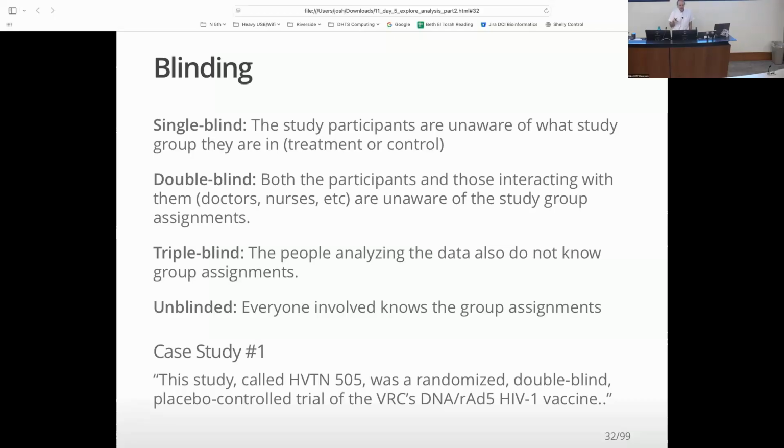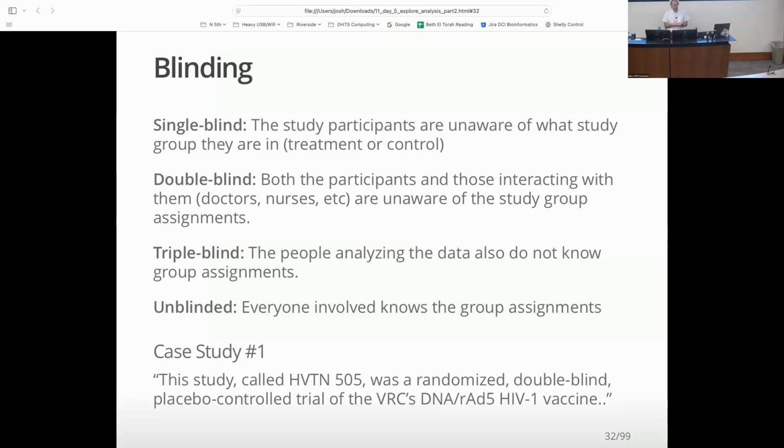A double-blind study is where neither the participants nor the people who are directly interacting with them as part of the study, so doctors or nurses, know the study group assignments. So the participants don't know whether they're getting aspirin or placebo, and the doctors and nurses interacting with them don't know whether they're giving the subjects aspirin or placebo.